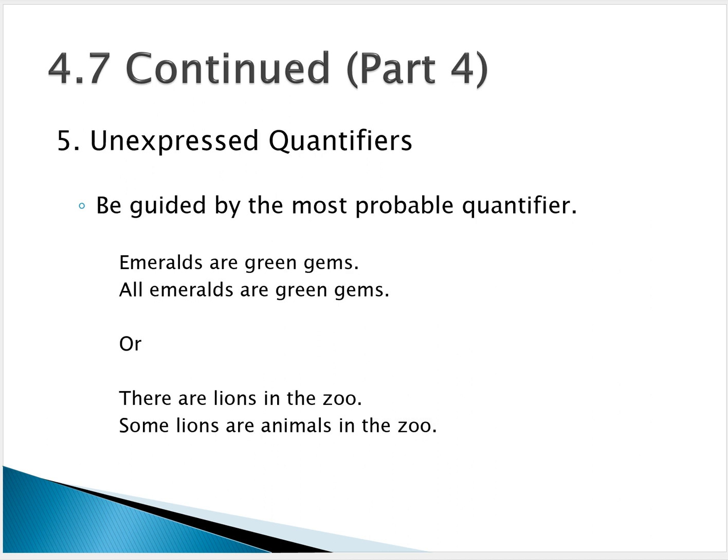You could have unexpressed quantifiers, like emeralds are green gems. Well, by emeralds, we're implying every emerald. So all emeralds are green gems. You could say there are lions in the zoo. Okay, well, yes, there are. But to fit our forms, some lions are animals in the zoo. Right? Not all the lions are in the zoo, just some of them.